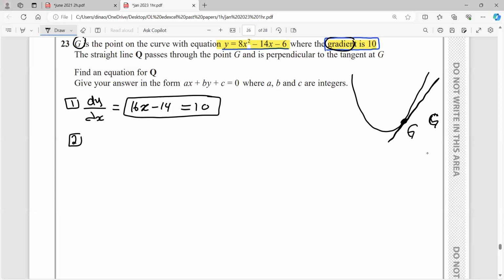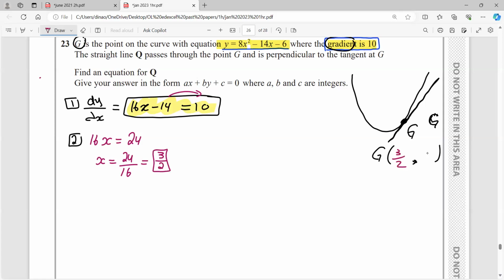If I want to find the coordinates of point G, I can do that. How will I get the x of point G from the differentiation? I will solve it. So 16x equals 10 plus 14, which is 24, and then to find the value of x, 24 over 16. I get the simplest form, 3 over 2. And please, no decimals. Change to decimal, wait a bit.